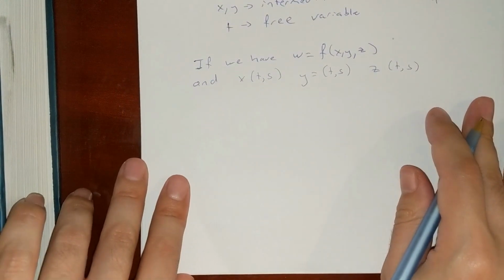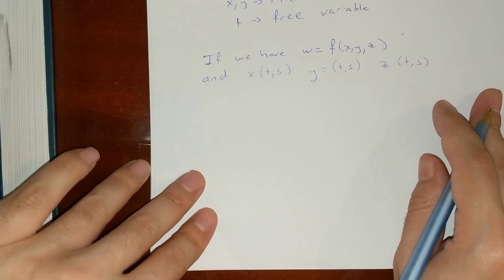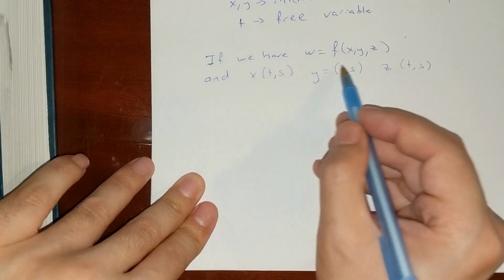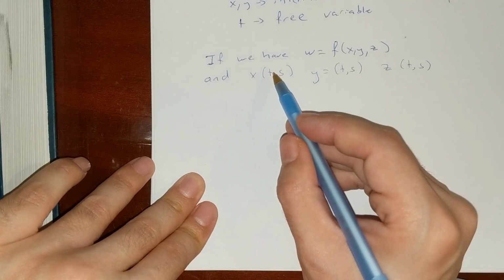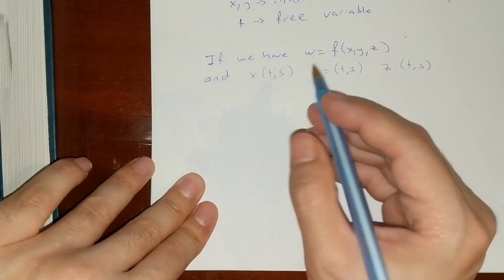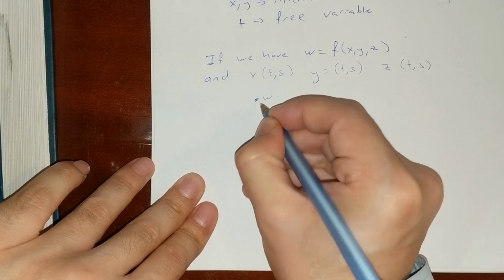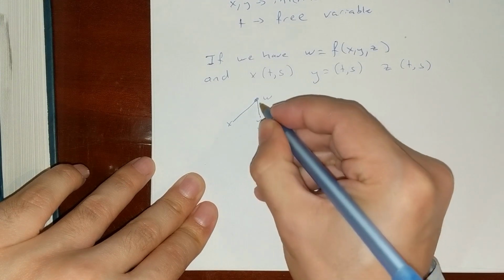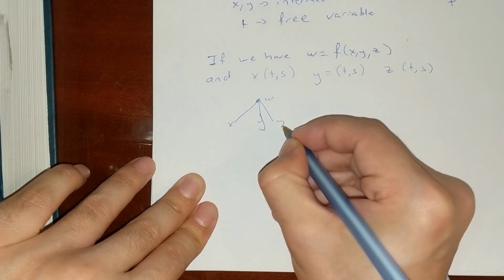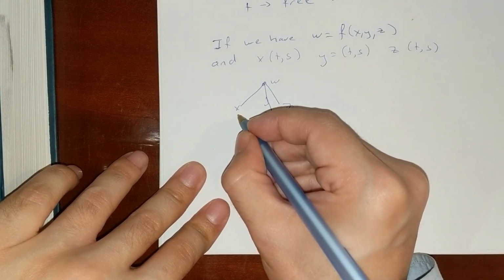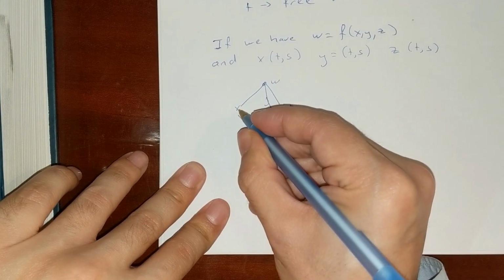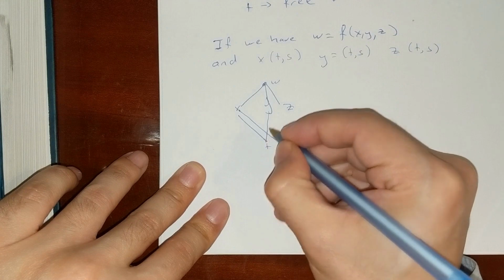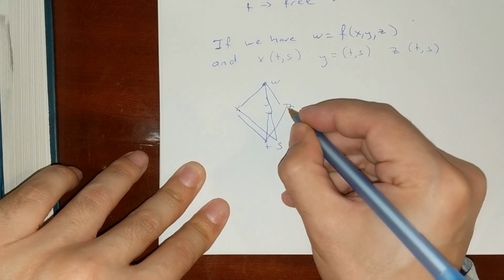How would we do the partials this time? There are two partials that I can do. Well, it's a function of two variables at the end, isn't it? So I can get dw/dt or dw/ds. Again, I'm going to draw my diagram here to make it easier on me. I have the intermediate variable x, I have y, and I have z here. Now, all of these are actually functions of two variables, t and s. So x goes to t, x goes to s, y goes to t, y goes to s, z goes to t, z goes to s.